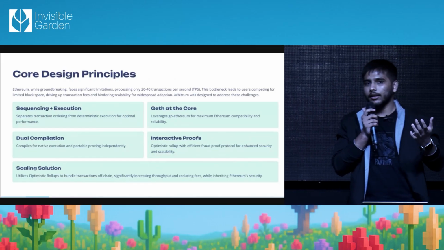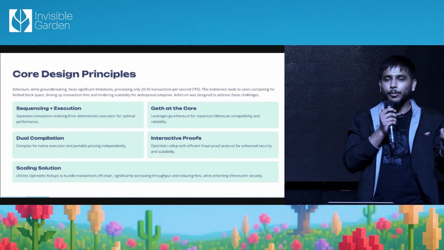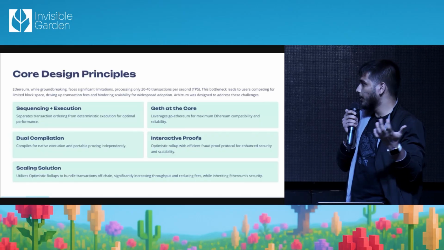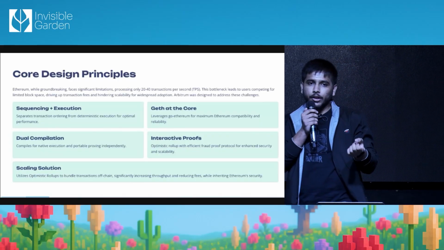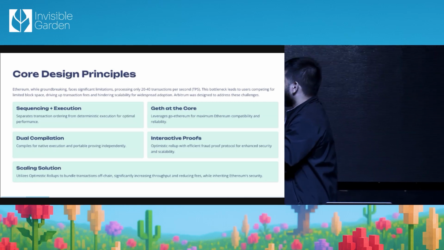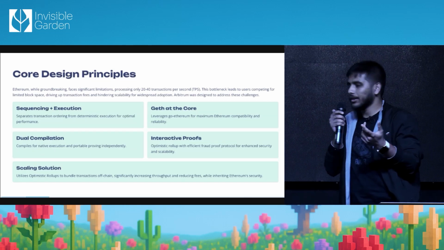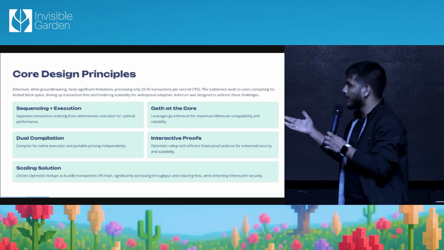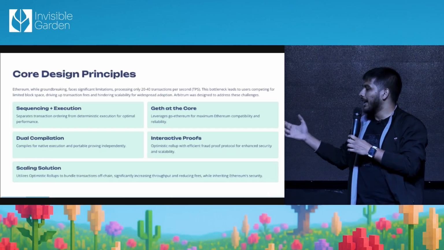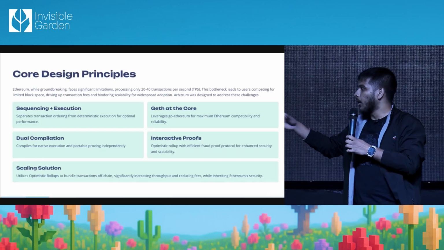Ethereum is good, but since the throughput is not good, we need rollups for that. Arbitrum is one of the optimistic rollups that does that. We only have 20 to 40 TPS with Ethereum, but when we come to optimistic rollups, we can actually increase the throughput with all the algorithms.